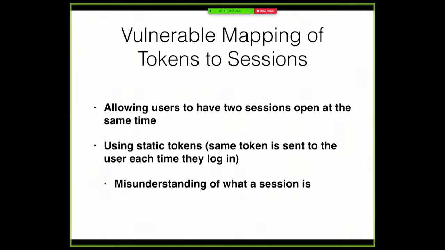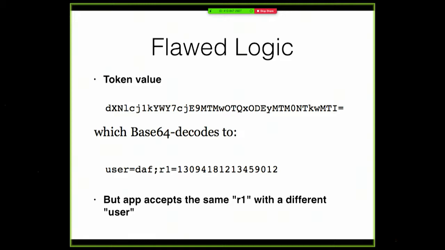All right, so another thing people do often is let you have two sessions open at the same time. This is commonly done so you can log in multiple times, but you should have separate tokens for each one. But a lot of people use the same token over multiple devices because they haven't really understood the logic of a session. So here's a token value, another one that decodes to this, but the app will accept, so it's got a user and it's got some kind of token, but it'll actually accept the same token with a different username because it has two stages. First, is the token valid? Then is the user valid?